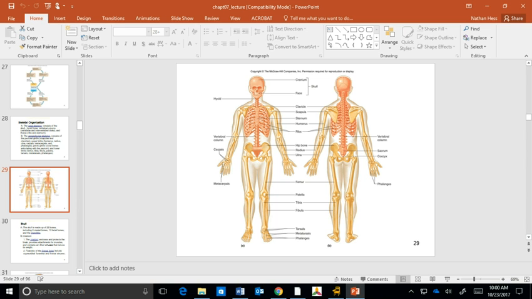Axial is talking about all the orange bones, right? In the axis of the body, like what you spin around. Whereas the appendicular are the appendages, the things attached onto there.